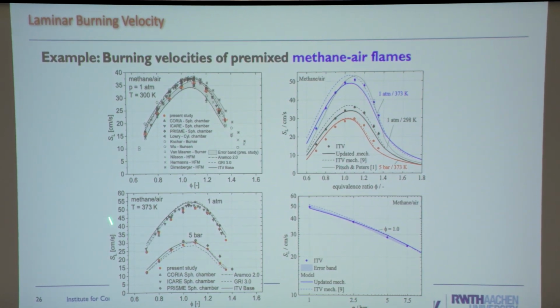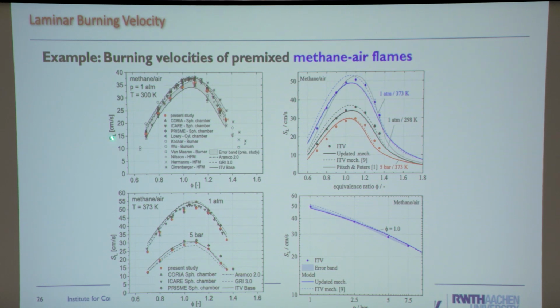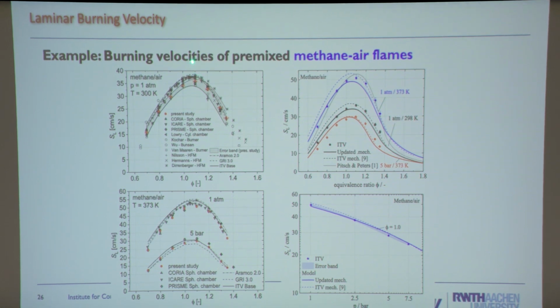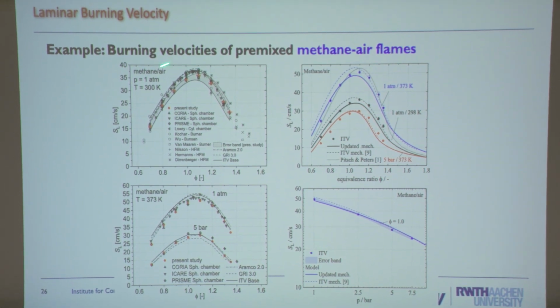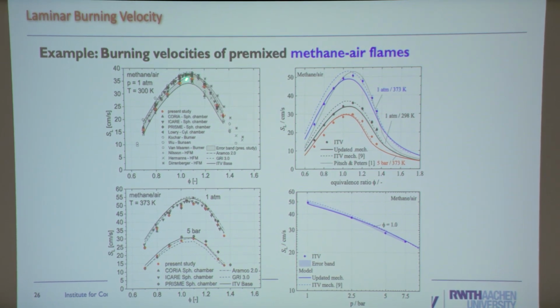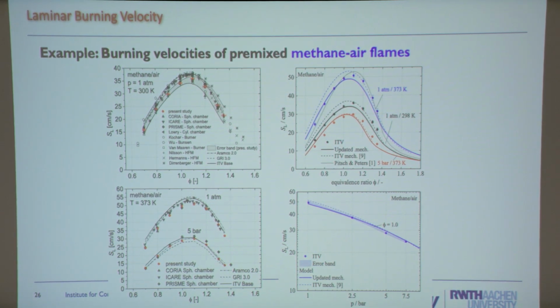And this is just to show you what these burning velocities look like. This is the burning velocity in centimeters per second for methane air at standard conditions, 1 atmosphere, 300 Kelvin, as a function of the equivalence ratio. And you see that roughly at stoichiometric, typically a little rich condition, you get the maximum, and the maximum here is a little less than 40 centimeters per second. And then, if you go lean, it goes down very strongly.